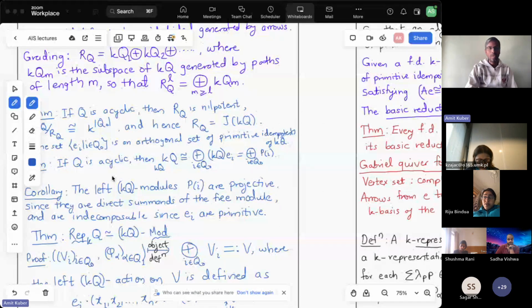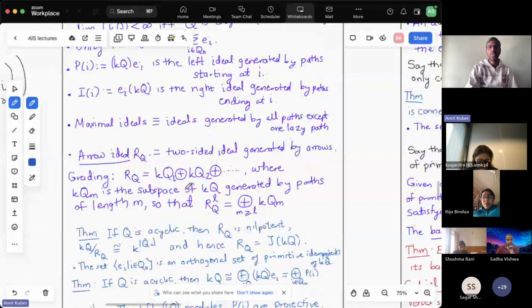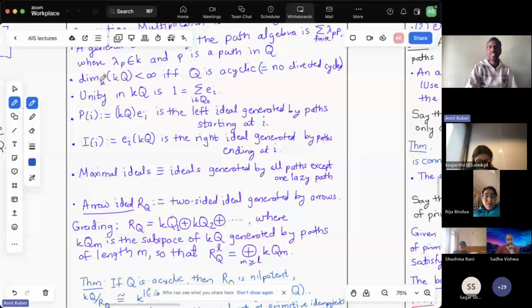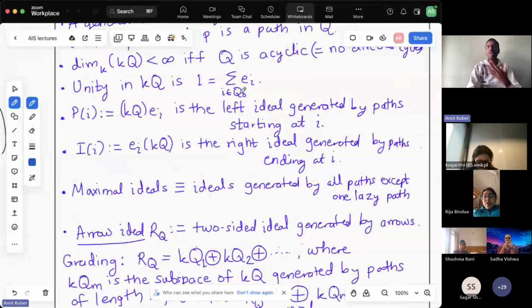Okay, so basically, maybe we were here. We took a detour at this point that unity is the sum of all the idempotents, and they are actually primitive idempotents, as we just saw. Therefore, this indecomposable module Pi, which is the left ideal generated by paths starting at I, we are just going to call the left ideal generated by EI.